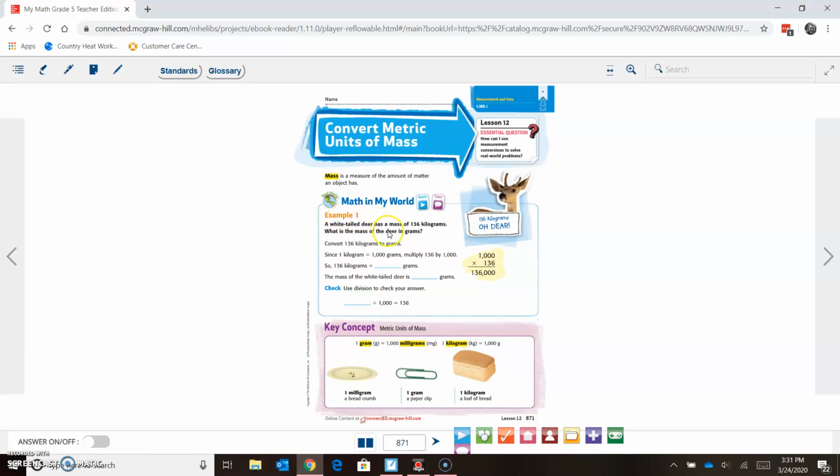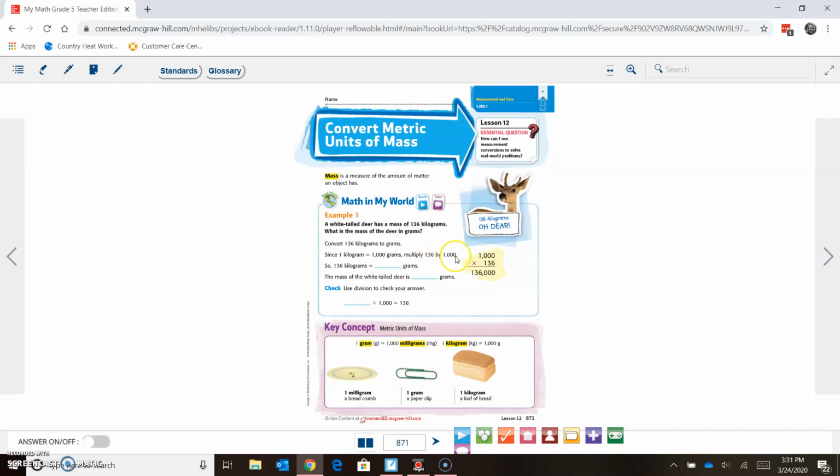A white-tailed deer has a mass of 136 kilograms. That's a pretty big guy, right? 136 loaves of bread. What is the mass of the deer in grams? So you need to convert 136 kilograms to grams. 1 kilogram is 1,000 grams. So you're going to multiply, horse to fly, multiply, fly to horse, divide, of course. You're going to multiply 136 by 1,000.